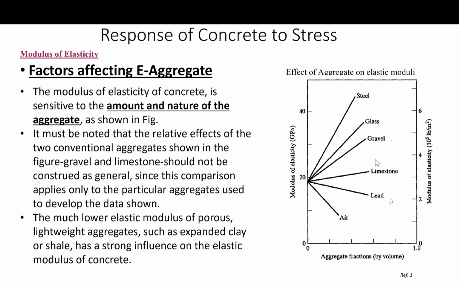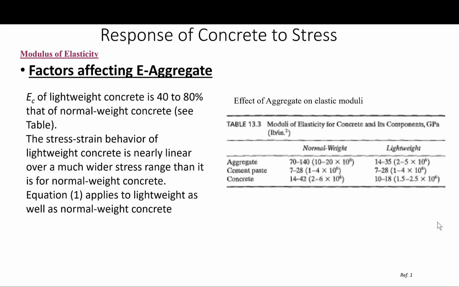The much lower elastic modulus of the porous lightweight aggregates, such as expanded clay or shale, also has a strong influence on the elastic modulus of the concrete. That's something we have to keep in mind. So the elastic modulus of the lightweight concrete is about 40 to 80% that of the normal weight concrete, as you can see in this table right here.